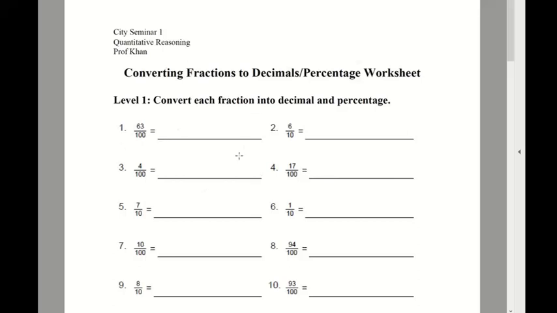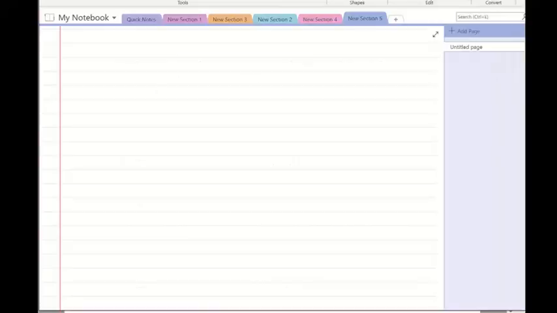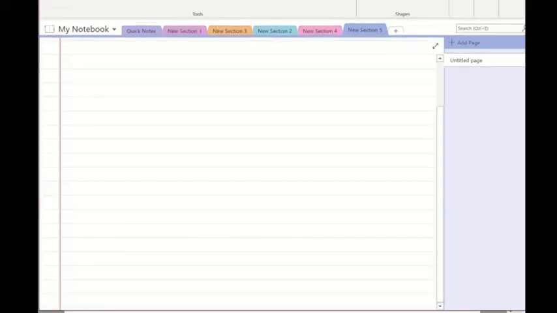Right, so the first one is converting fractions to decimals, and here we're only looking at denominators, which is the lower number. The upper number is the numerator, the lower number is the denominator, and we're only looking at denominators of 10 or 100, so fairly easy. So let's look at the first two: 63 over 100 and 6 over 10. So let's open up our notebooks. The first one, wow, my handwriting's bad. 63 over 100, and the second one is 6 over 10, if I'm not mistaken.